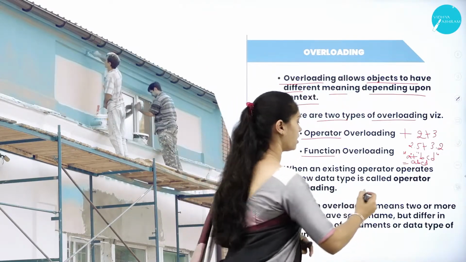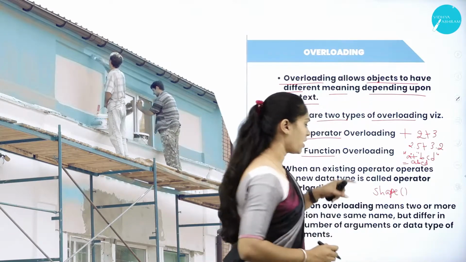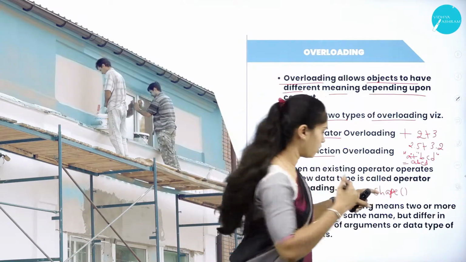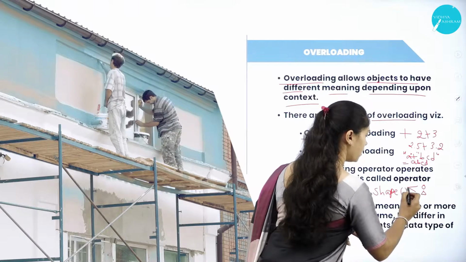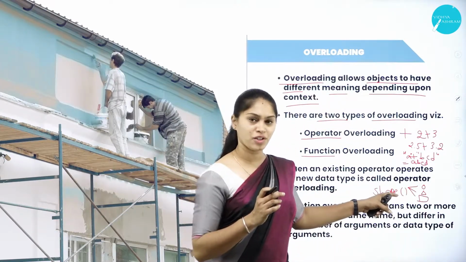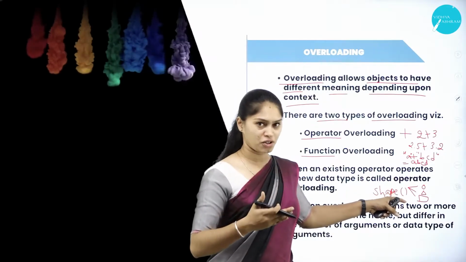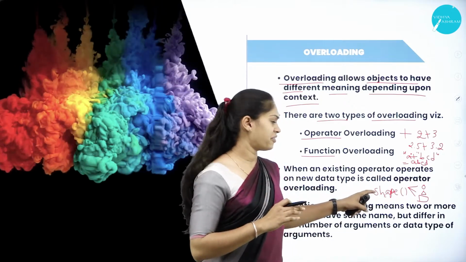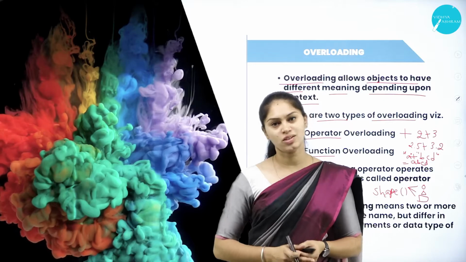And if you consider a function called shape, I can use the same function name to draw either a circle, a triangle or a rectangle. All these are shapes. We use different data types and different numbers of arguments here, but the name of the function will be the same. That is what function overloading means.